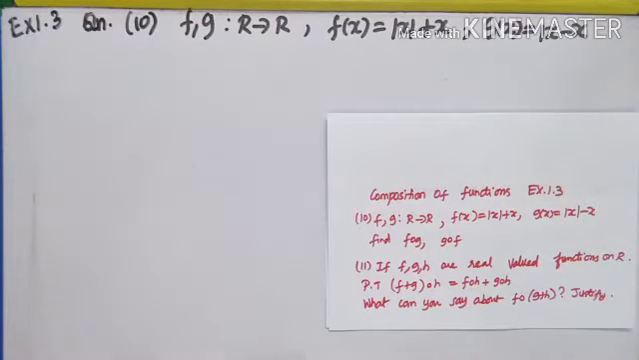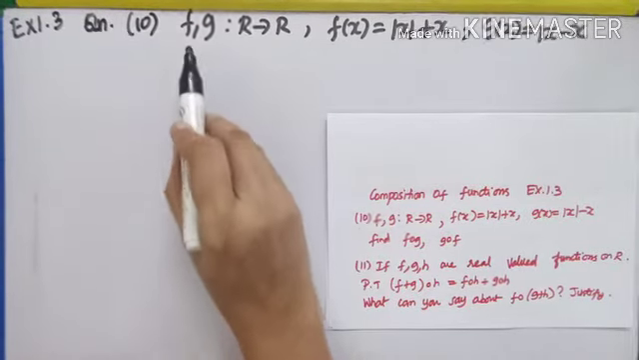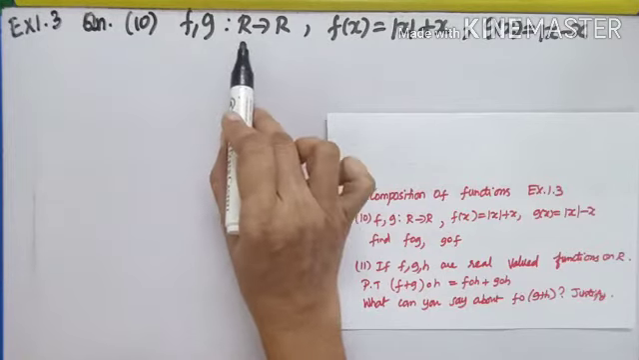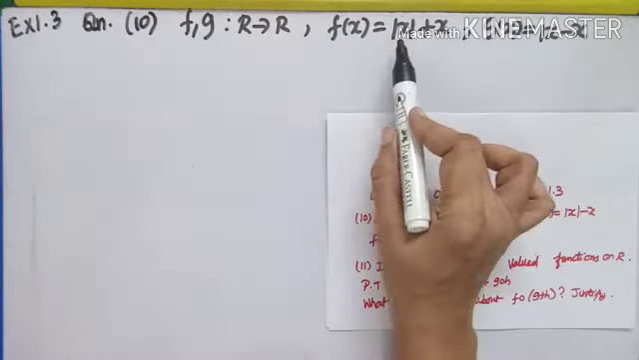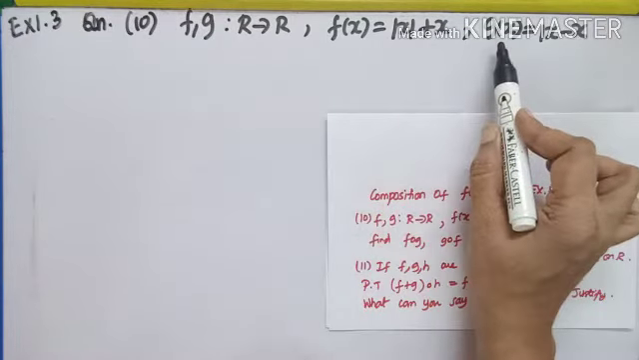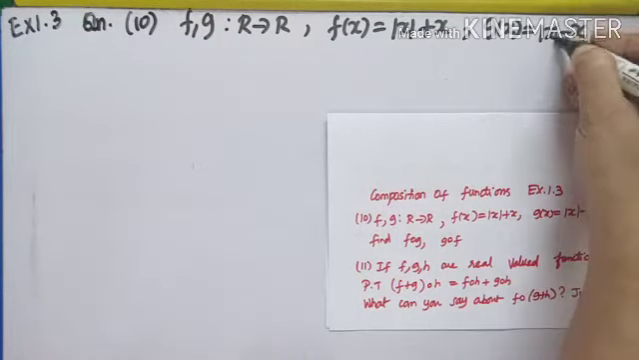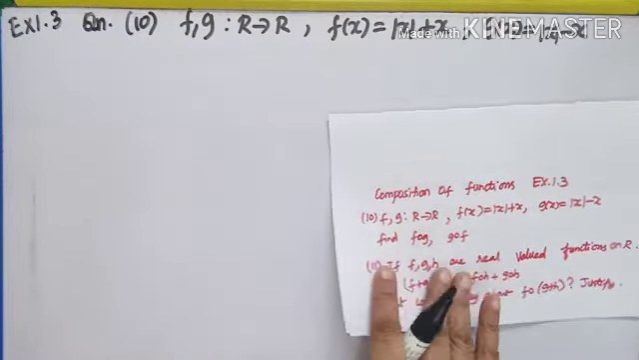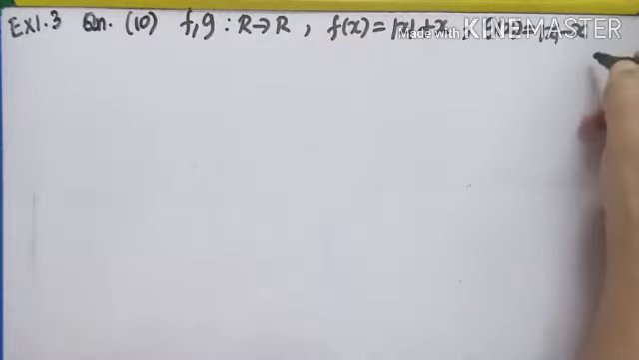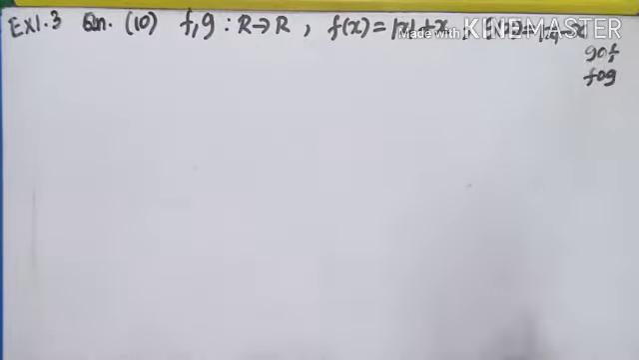Exercise 1.3, question number 10. f and g are functions from real numbers to real numbers. Given f of x is mod x plus x and g of x is mod x minus x, we need to find f composition g and g composition f.